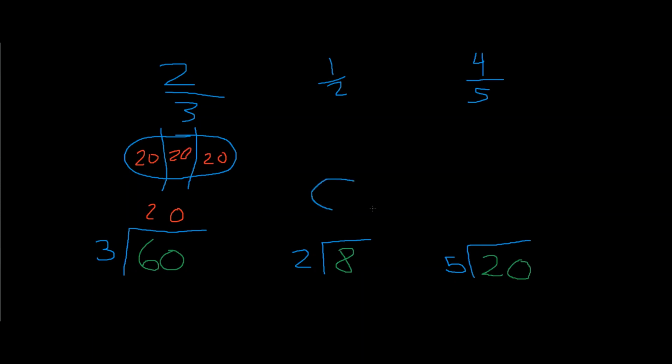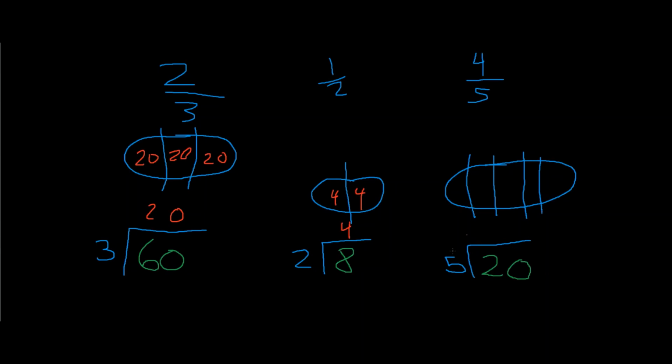If we had a pile of 8 pieces of candy and we wanted to cut it into 2 equal piles, we could just divide by 2 and you would end up with 4 in each pile, because 8 divided by 2 is 4. Finally, if you had a pile of 20 pieces of candy and you want to break them up into 5 equal piles, you divide 20 by 5. 20 divided by 5 is 4. That means you'd have 4 in each one. So that's why the bottom number can be thought of as division, because it breaks up everything evenly.